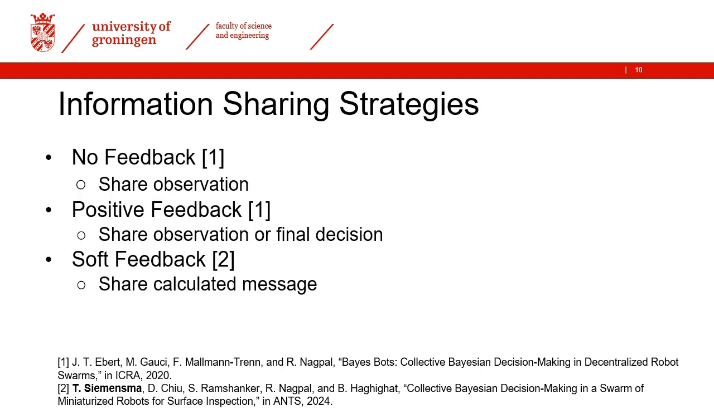We consider three information sharing approaches. First, no feedback considers the case in which the robots share their current observation. Second, positive feedback is similar, but the robots share the value of the final decisions when made. And last, we consider soft feedback. In this approach, each message is calculated using the current belief about the state of the surface as well as the most recent observation.